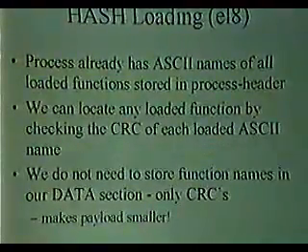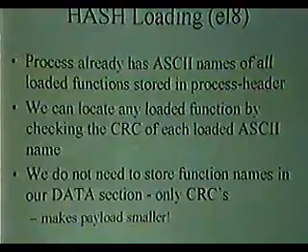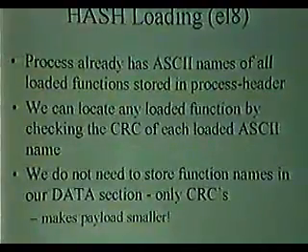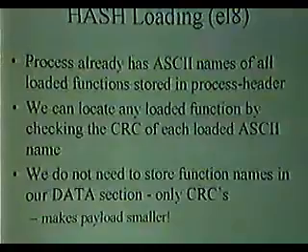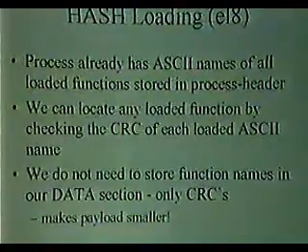So we can locate any loaded function by checking the CRC of each loaded ASCII name. We don't send any ASCII names anymore. We're just sending the hash equivalents of them. It makes our payload much smaller.